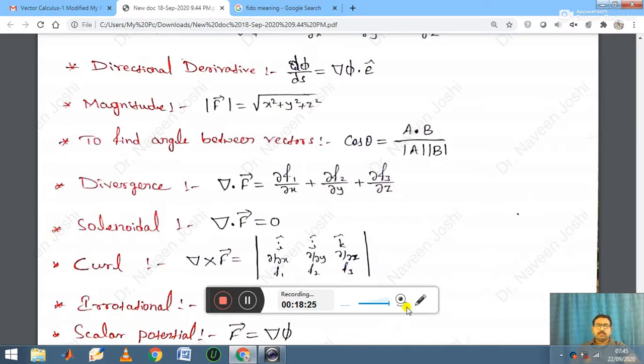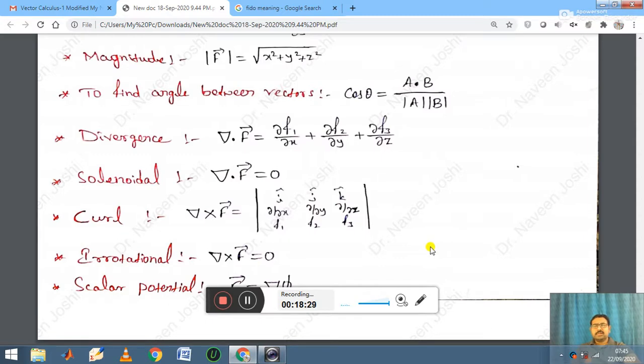Please come prepared with all these notations, so that in the next class I'll explain simple examples of how to find the divergence of a vector, the curl of a vector, and the directional derivative. I will solve a few problems related to these definitions. So please come up with these definitions.